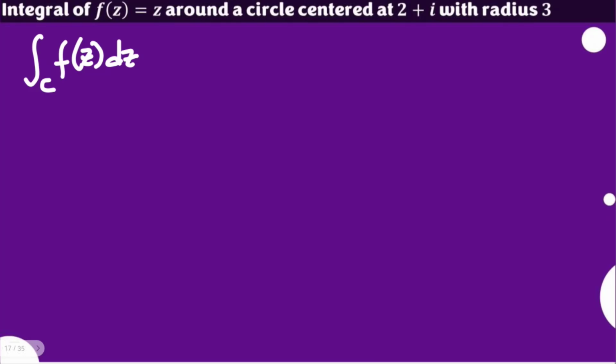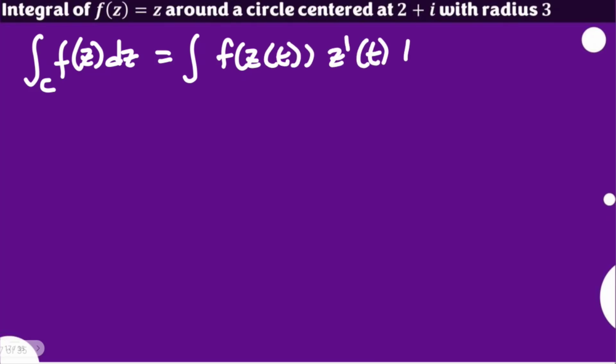In this case, again, it's a circular path centered at 2 plus i, not the origin, with a specific radius. Still, this is equivalent to the integral of f of z of t times z prime of t dt from a to b. So we are to provide first our z of t. We know already that this is not centered at the origin, so it's a circular path still.